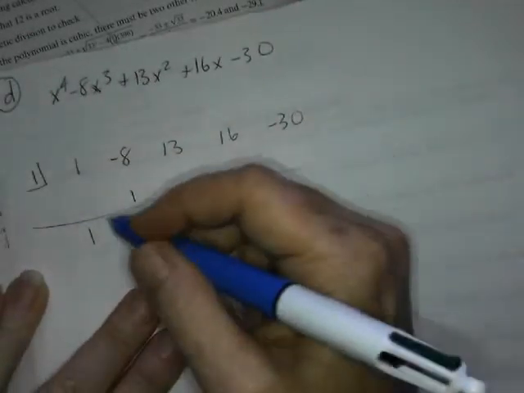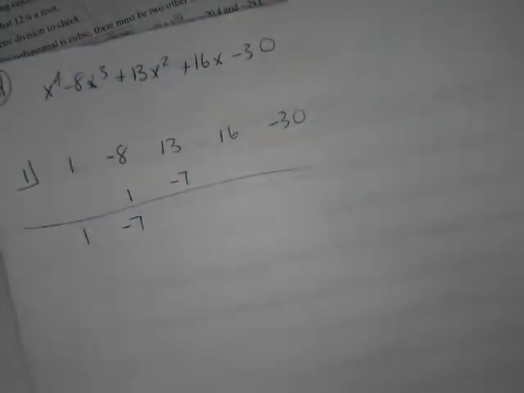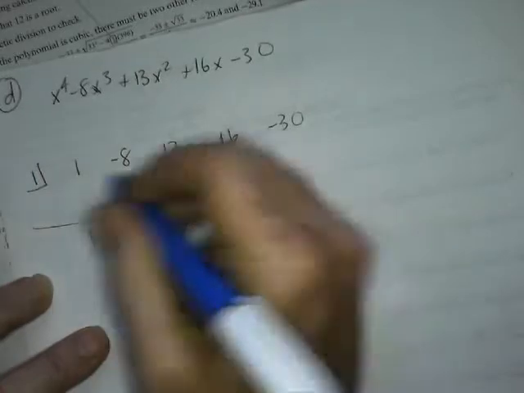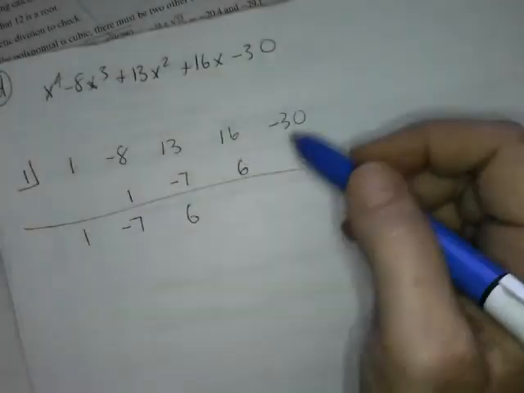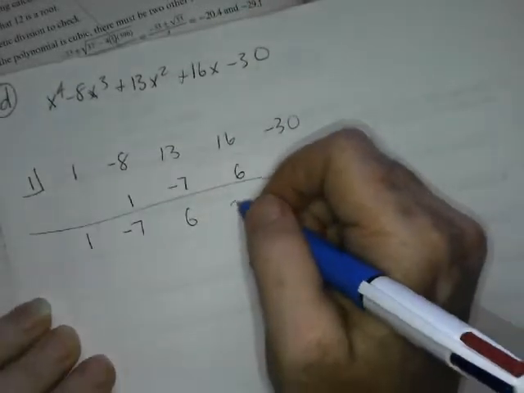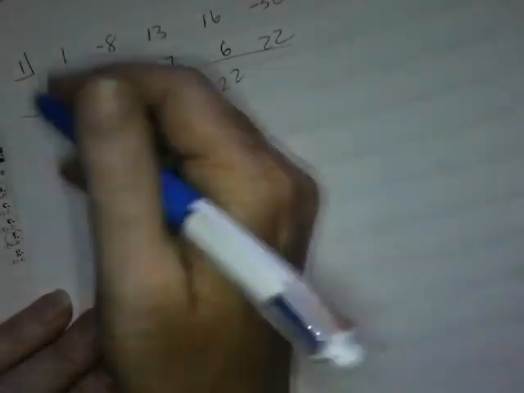1 times 1 is 1, negative 7. 1 times negative 7. And 6. Is that 22? That didn't work. So try negative 1.